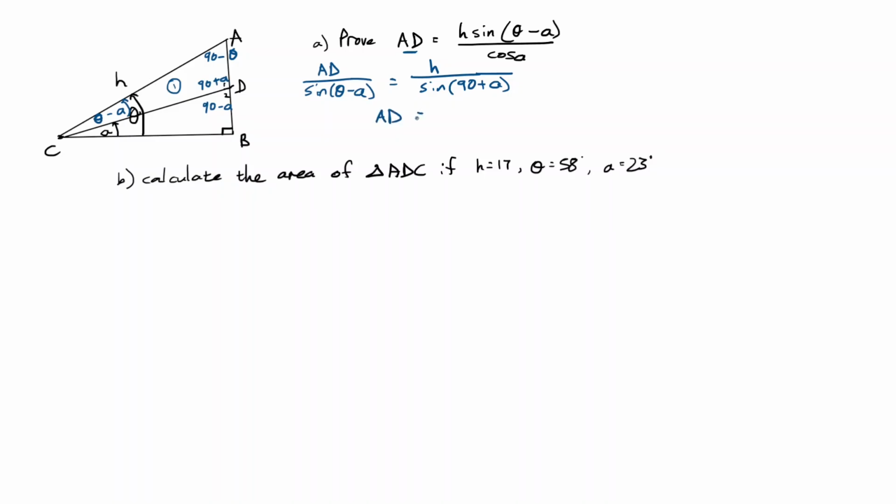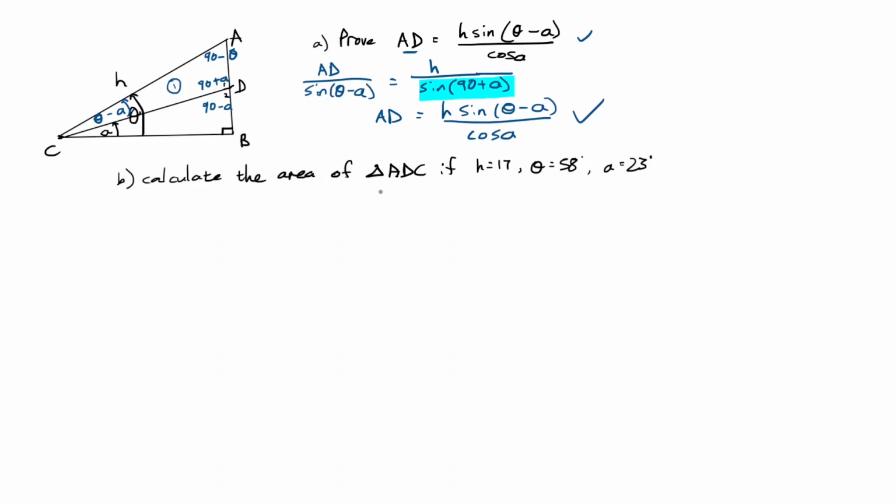AD, I'm going to take this that's at the bottom to the top, so it will be H sine theta minus A over, my brain's buzzing. Whenever I see a 90, I recommend to my students to highlight that, to remind yourself it's a co-ratio. And so sine will actually change into cos of A. And just like that, you've got what you needed to prove.